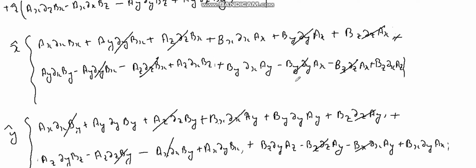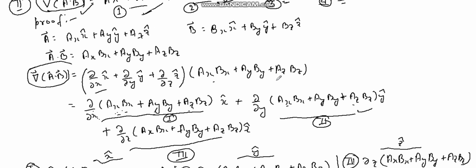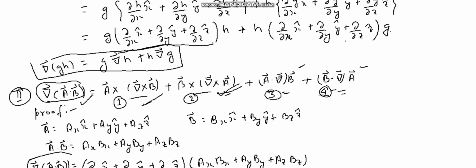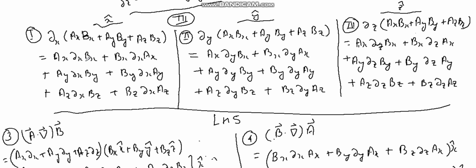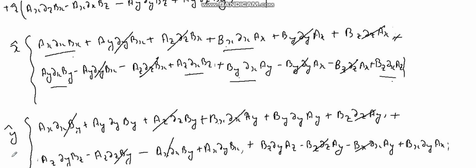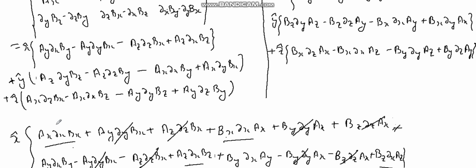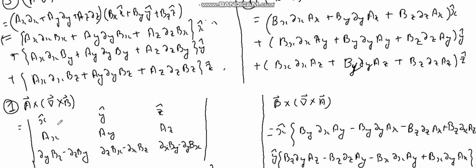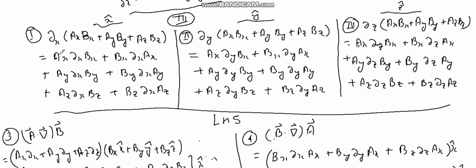So we are left with this term, this term, this term, this term, this term, and this term. So 1, 2, 3, 4, 5, 6 terms. And when we look at the LHS, these 6 terms in each of the x cap, y cap, and z cap vectors are nothing but the terms that we have already obtained in the LHS, right?